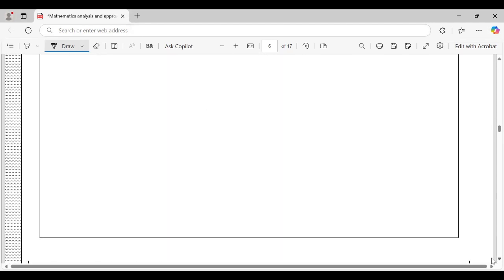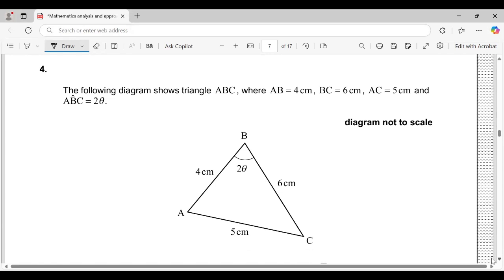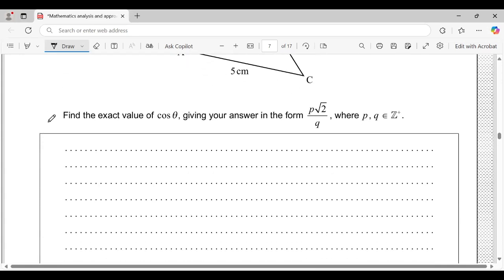Number 4. The following diagram shows triangle ABC where AB equals 4 centimeters, BC equals 6 centimeters, AC equals 5 centimeters, and angle ABC equals 2 theta. This angle, 2 theta. Question: Find the exact value of cosine theta, giving your answer in the form p square root 2 over q, where p, q are positive integers, right?